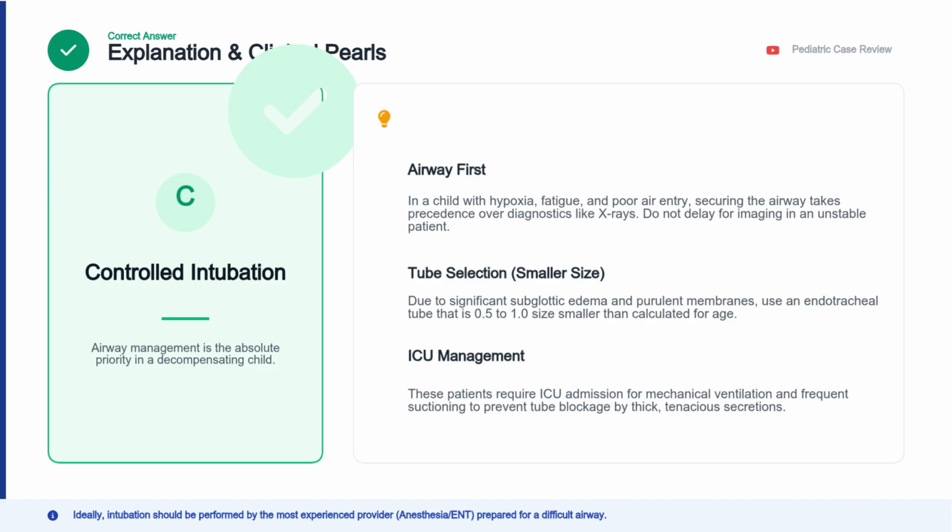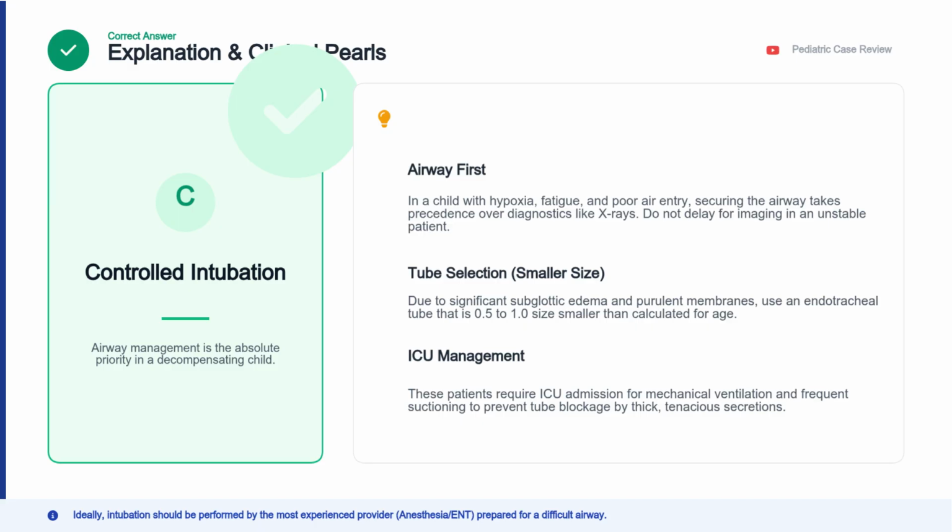This child demonstrates clear signs of impending respiratory failure and imminent complete airway obstruction. Decreasing stridor is an ominous sign indicating critical airway narrowing. Progressive hypoxia, increased work of breathing with fatigue, and poor air entry are indications for immediate definitive airway management.